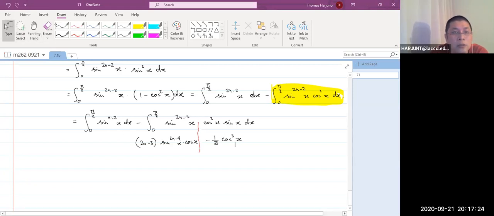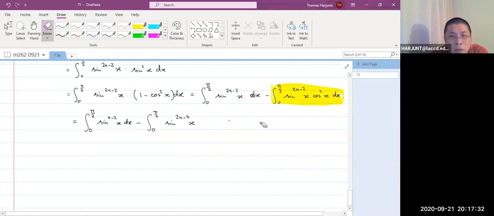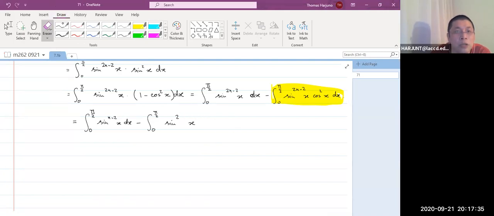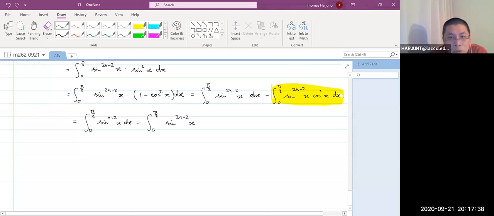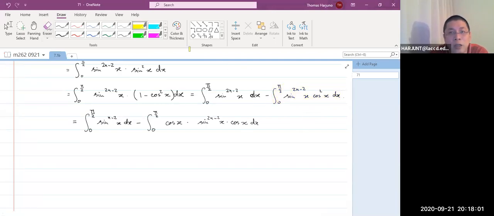Sorry. Erase it. Because it's actually harder to integrate this later on. Sorry, I don't need this. Actually, it's the other way around. 2n minus 2. So I write the cosine here, and then sine to the 2n minus 2 x cosine x dx. To be more precise, what I did is I break this cosine x here. Cosine squared x becomes this guy and this guy.